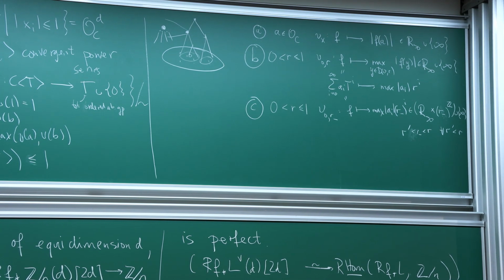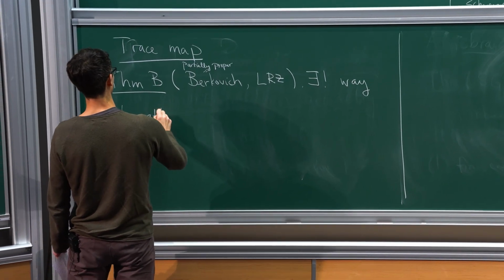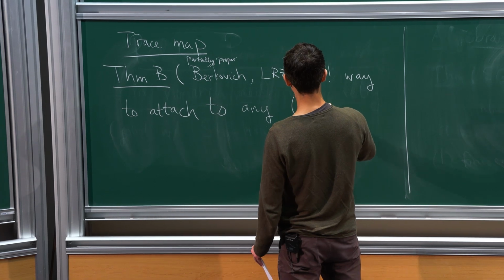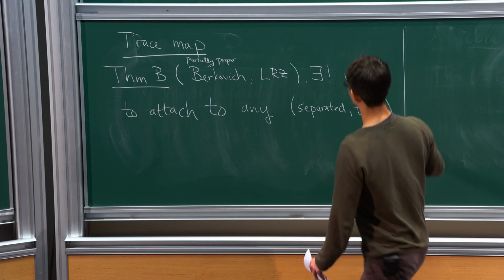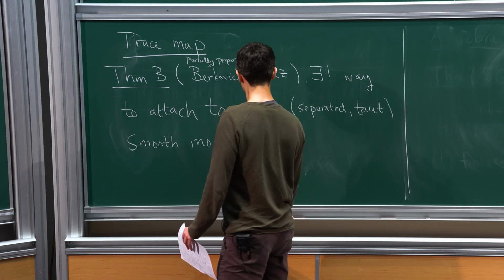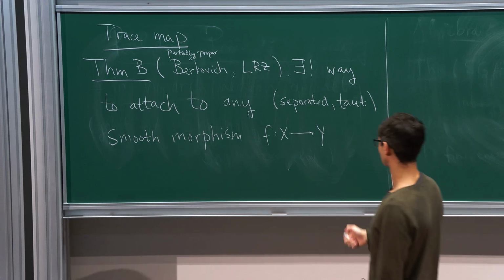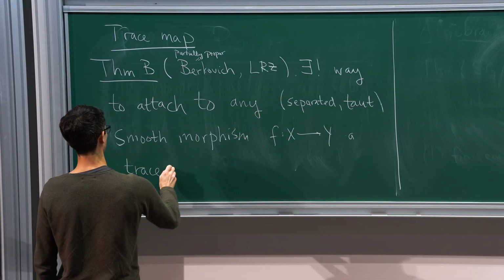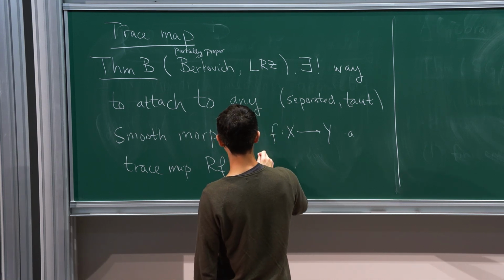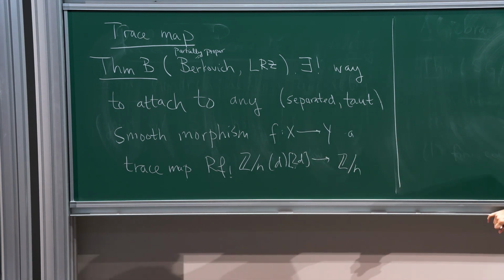So the statement is the following. It says there exists a unique way to attach to any such smooth morphism, okay, we also have to have some technical assumptions, a trace map. Now, if we don't have properness, we need to work with proper pushforwards, subject to some natural compatibilities.